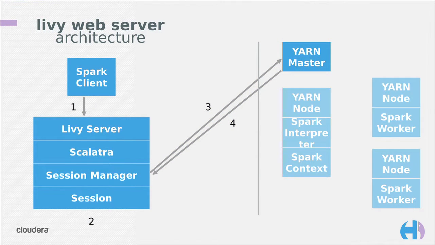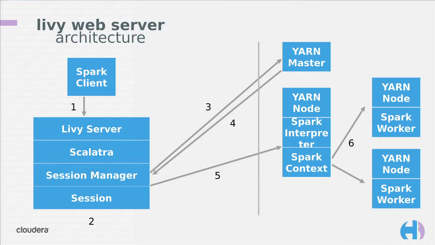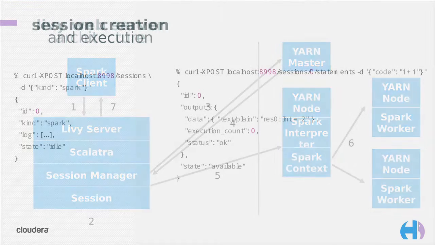So Livy will then spin up an interpreter running somewhere inside Yarn, and this will also set up the Spark context, which manages talking to all of the remote Spark workers in order to do the distributed computation. Once this is finally all set up, then we go back to the original client, and the client is able to execute commands.